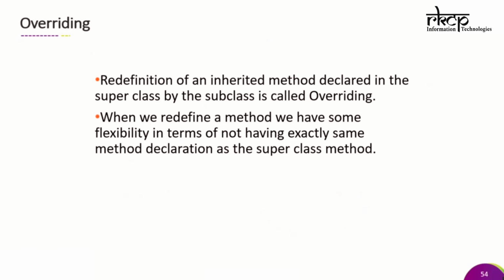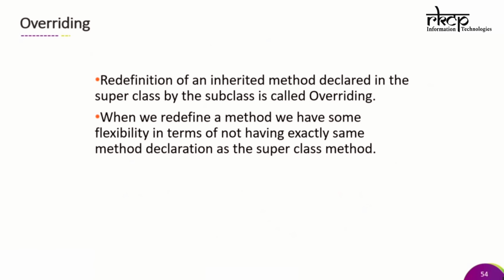First concept: overriding only happens between parent and child. You will not be able to do overriding in the same class. If you want to do overriding, there must be a parent and child class, meaning superclass and subclass. The subclass will inherit all the properties of the superclass by default, as we mentioned in our previous section.